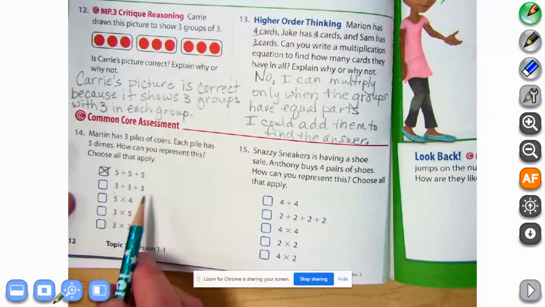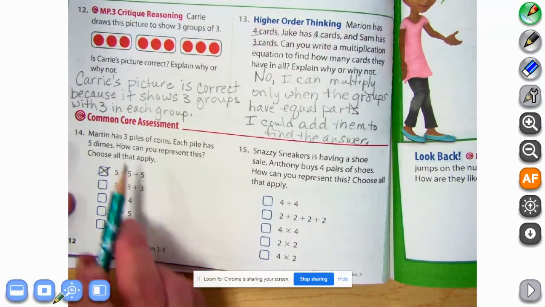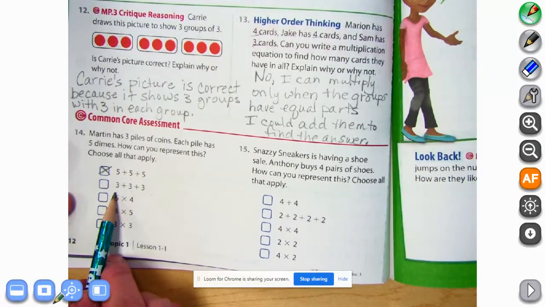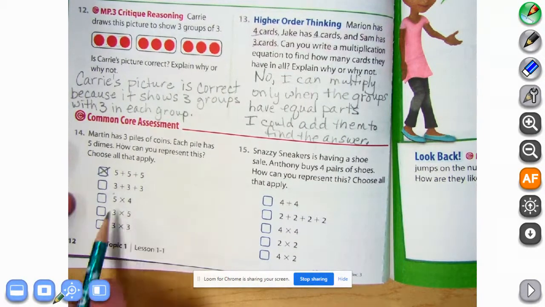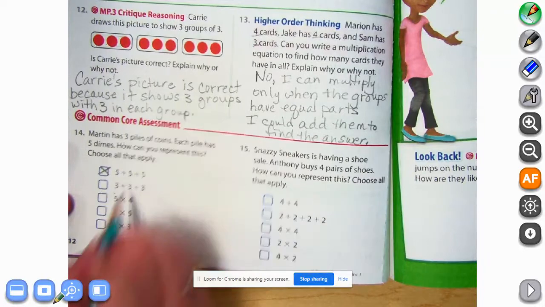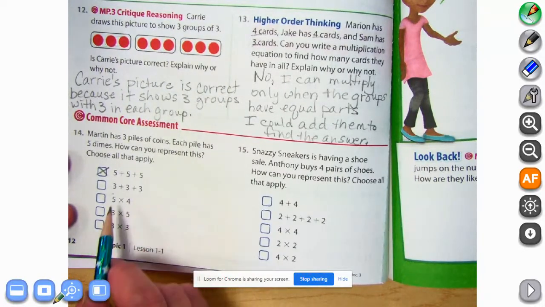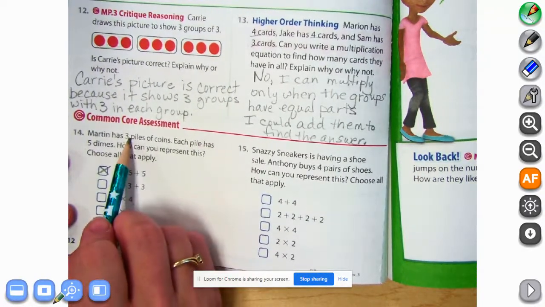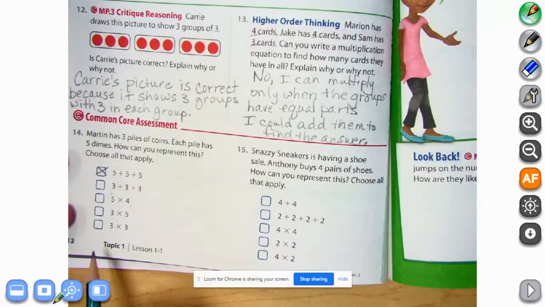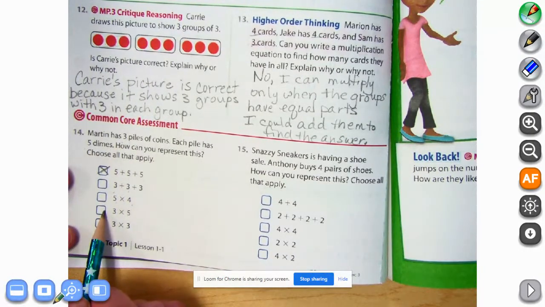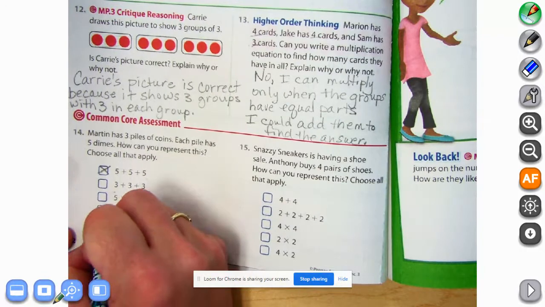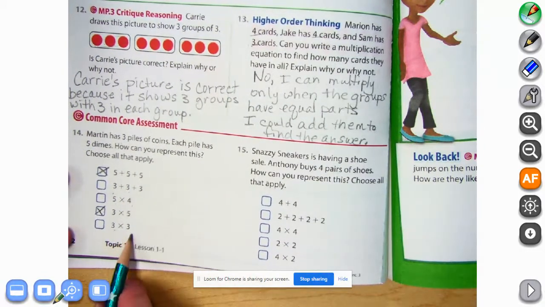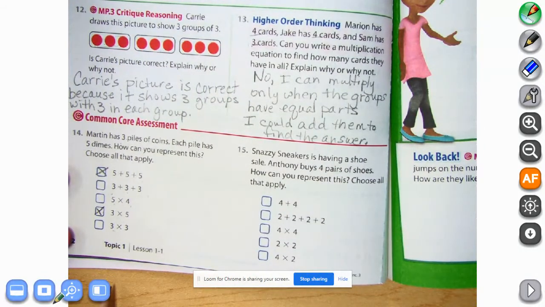3 plus 3 plus 3. It says there's 3 groups, not with 5 in each, not 3 groups with 3 in each. So that doesn't work. 5 groups of 4. It says there's 3 groups of 5, so that doesn't work. How about 3 groups of 5 or 3 times 5? That works. How about 3 times 3? That doesn't work because that's not the right amount in each one. 5 is supposed to be in there.